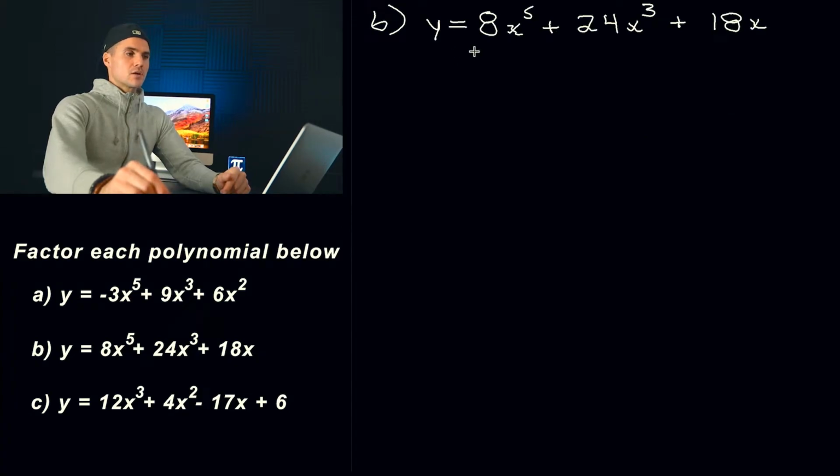Moving on to part B here, we got y is equal to 8x to the 5 plus 24x to the 3 plus 18x. So same thing as usual.